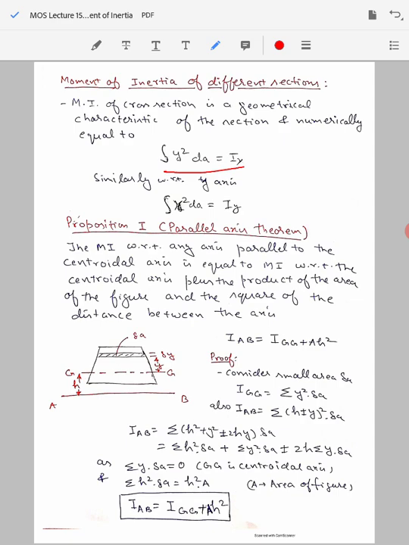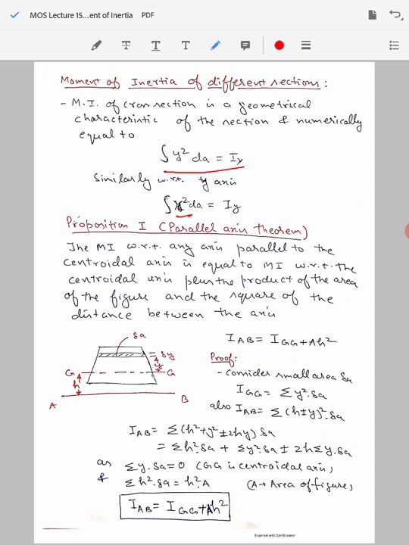Similarly, you can define the moment of inertia about the y-axis by multiplying the square of the distance x from the y-axis of each small elementary area by the corresponding area, and you sum them up, or take the integration over the entire area. Now, as we are going to determine the moment of inertia for different shaped sections, we are going to need some propositions. The first proposition is commonly known as the parallel axis theorem.